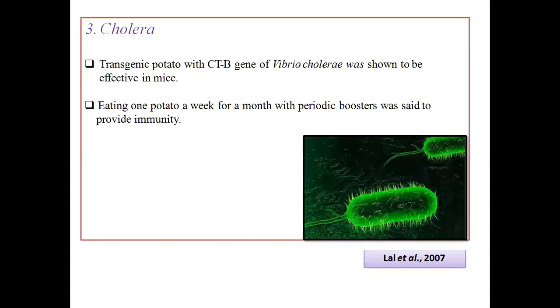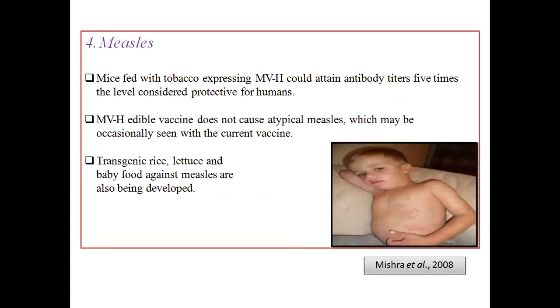And cholera, if you see, the transgenic potatoes were expressed with Vibrio cholerae antigen and shown to be effective in mice. Eating one potato a week for a month with periodic boosters was said to provide immunity in this case. And measles, mice fed with tobacco expressing MEH could attain antibody titers 5 times the level considered protective for humans. So MEH edible vaccines will not produce a typical measles. Transgenic rice, lettuce, and baby food against measles are being developed.